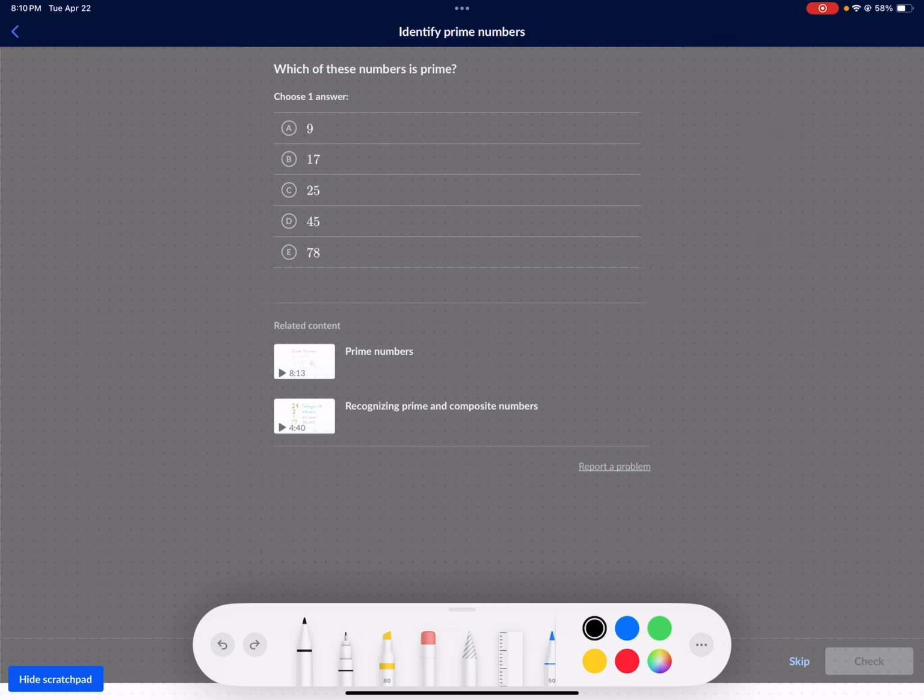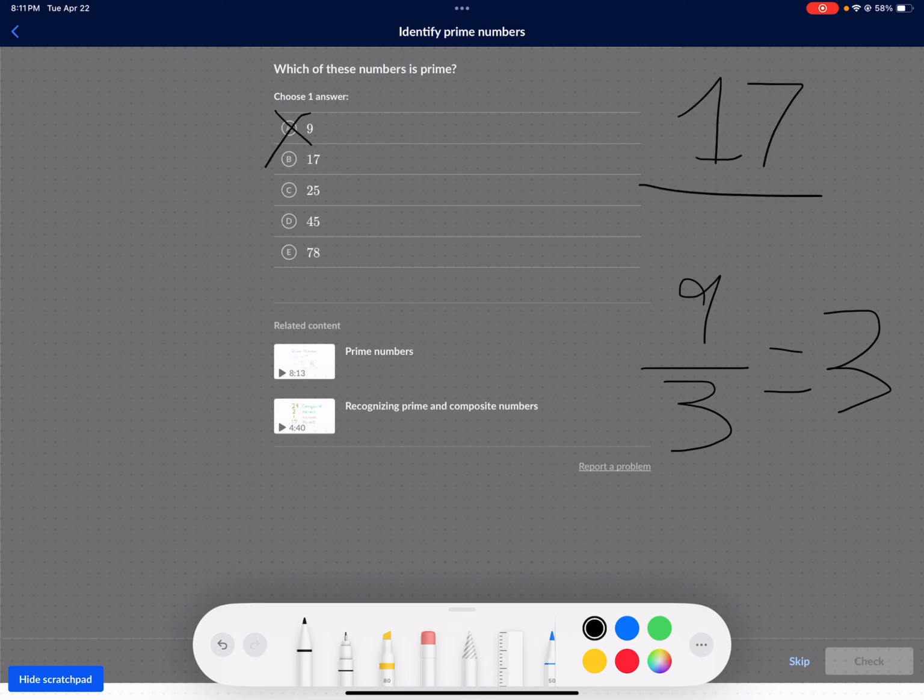So when we're trying to figure out prime numbers, we have to eliminate any choice that has at least one factor. So 9. What is a factor of 9? 3. 3 is a factor of 9, so it's not 9. 17. Are there any factors for 17? How about that? I don't think so.